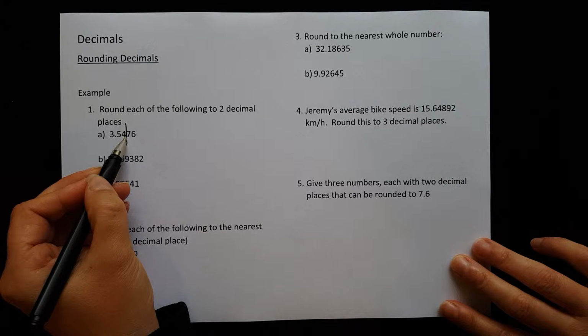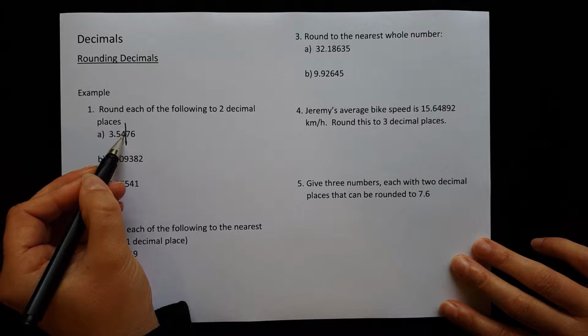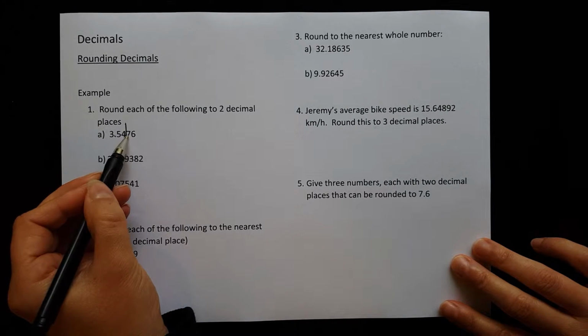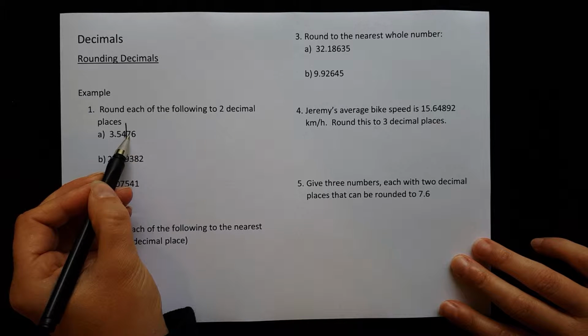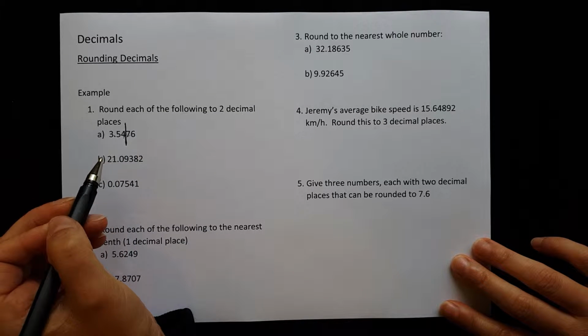But we may be able to just cut it off at the 4, or we may have to round that number up to be a 5. And what happens is determined by the number that is after the line. If this number that is after the line is 0, 1, 2, 3, or 4, so anything 4 or less, we're just going to cut it off and it will just be 3.54.